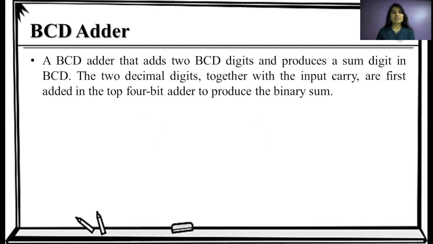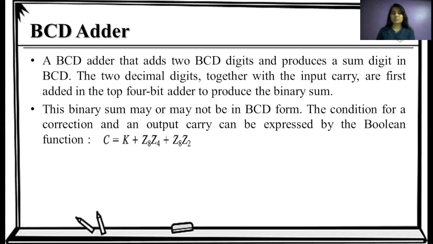A BCD adder adds two BCD digits and produces a sum digit in BCD. The two decimal digits together with the input carry are first added in the top 4-bit adder to produce the binary sum. This binary sum may or may not be in BCD form. So we have to convert this into correct BCD form, and for identification of correction we have one condition.